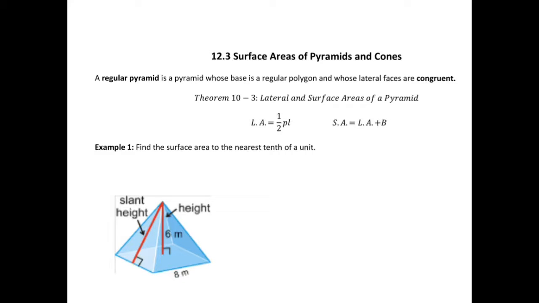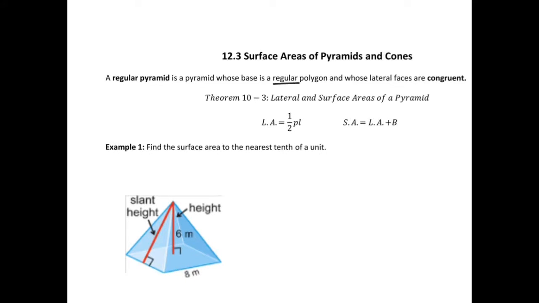So this is lesson 12.3, surface area of pyramids and cones. A regular pyramid is a pyramid whose base is a regular polygon. Remember that the word regular, when we talk about polygons, means that the sides are congruent and the angles are congruent. So a regular pyramid has a regular polygon base and the lateral faces are congruent.